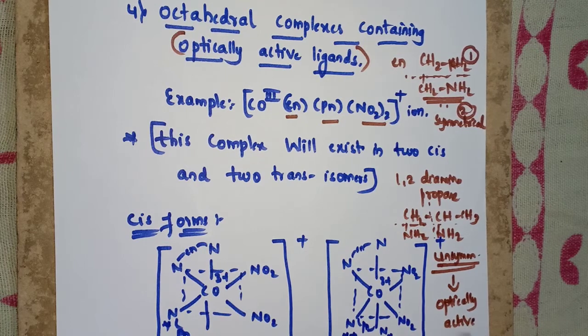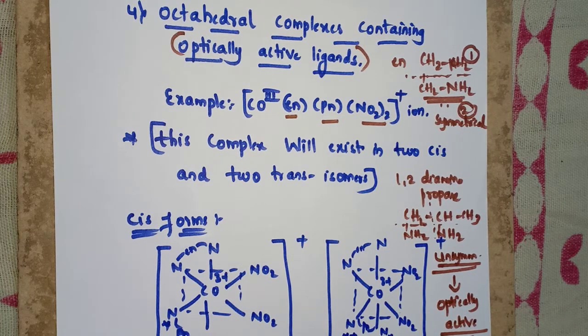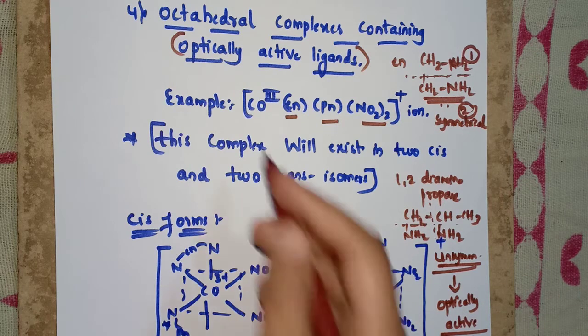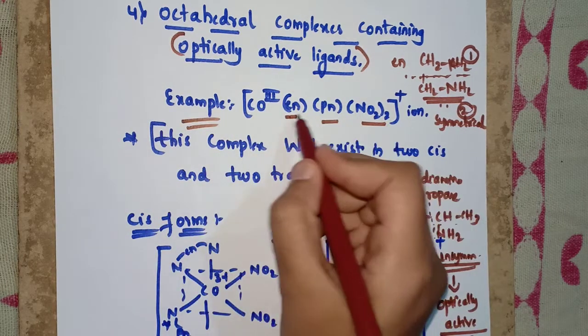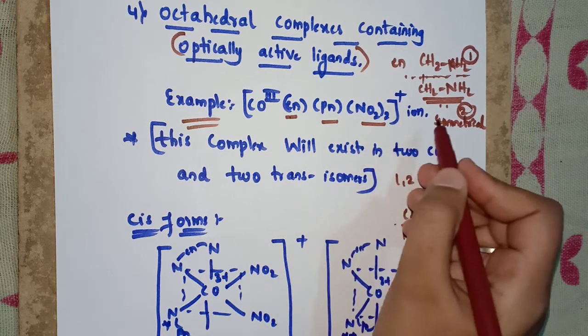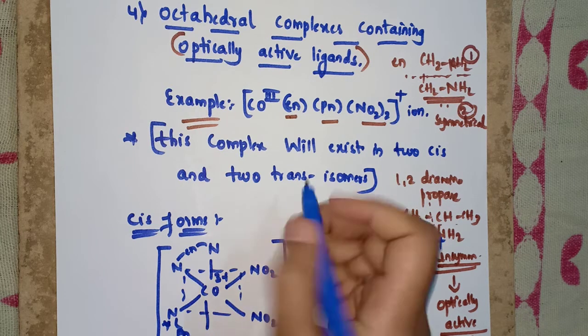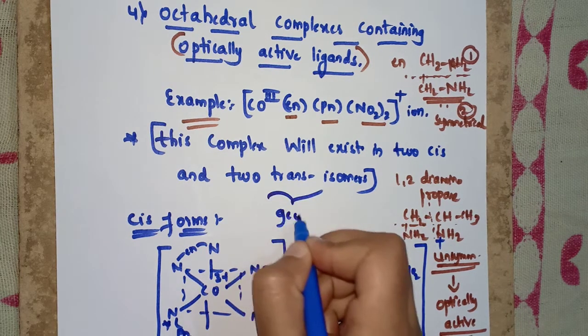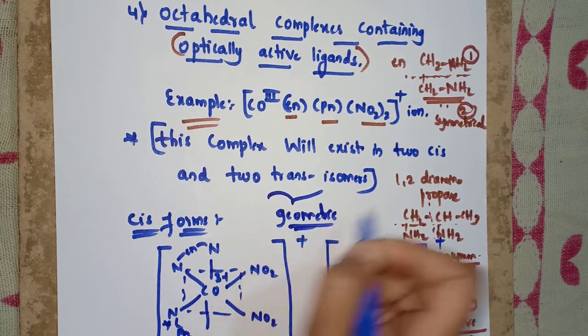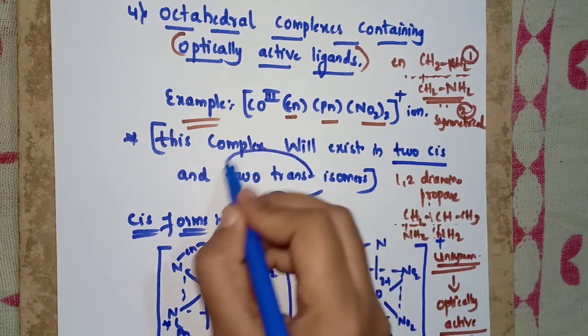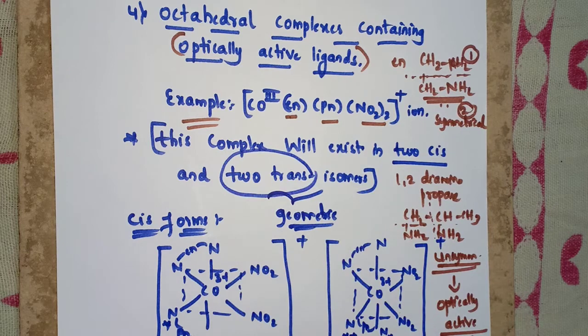Now we are going to discuss the octahedral complexes containing optically active ligands. An example is [Co(en)(pn)(NO2)2]+ ion. This complex will exist as 2 cis and 2 trans isomers, that is, in geometrical isomerism. It has 2 cis and 2 trans isomers.